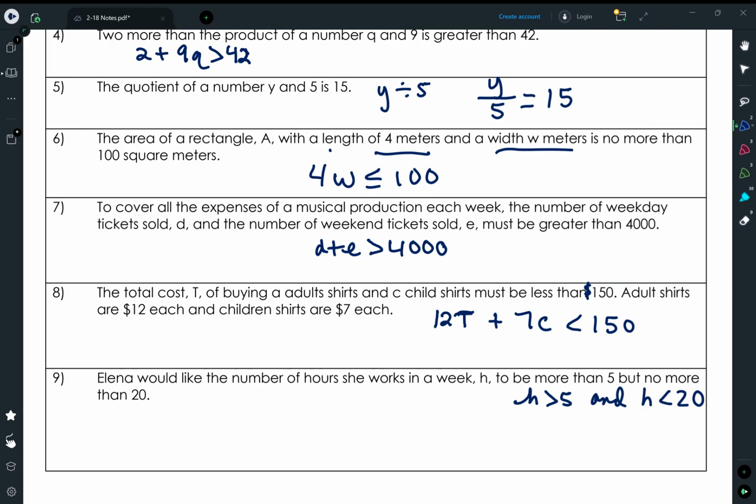So let's think about that. No more than 20. To me, that means she can do exactly 20 or she can do less than that. So let's go ahead and put our less than or equal to sign in there. So this is one way to write this.